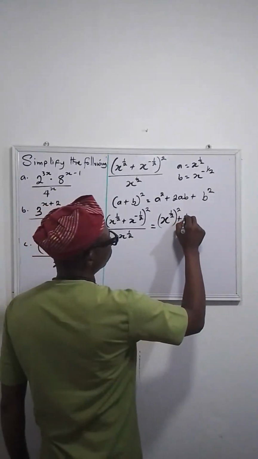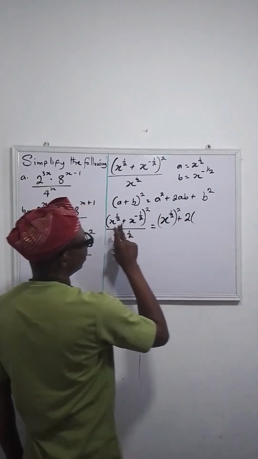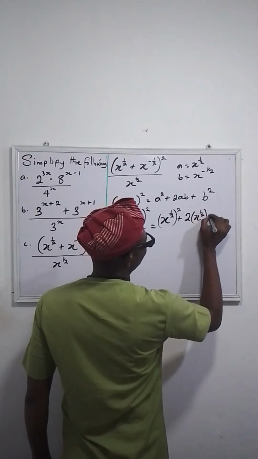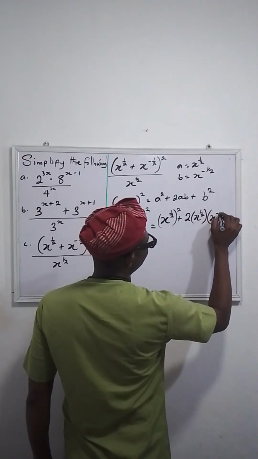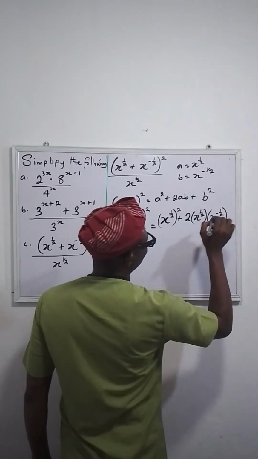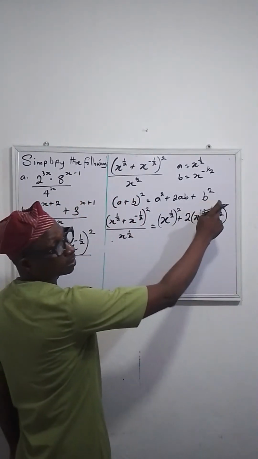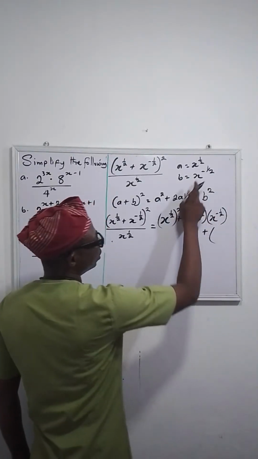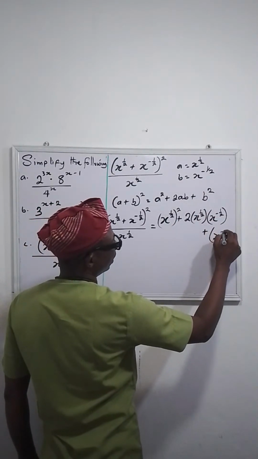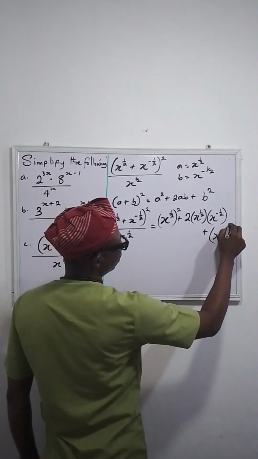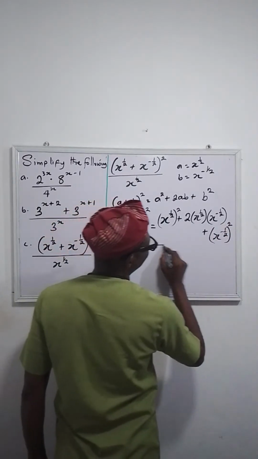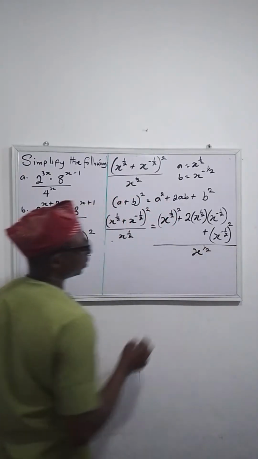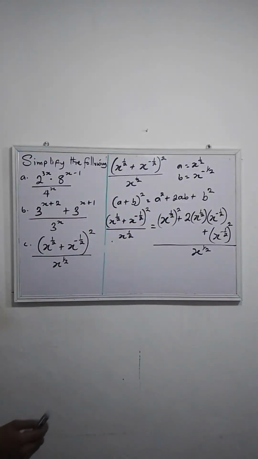We have 2a. What is A? A is x raised to the power of 1 over 2. And B is x raised to the power of negative 1 over 2. All right? Now, plus B squared. So B is x raised to the power of negative 1 over 2, everything raised to the power of 2. Now, divided by x raised to the power of 1 over 2. Okay, I hope you get that.